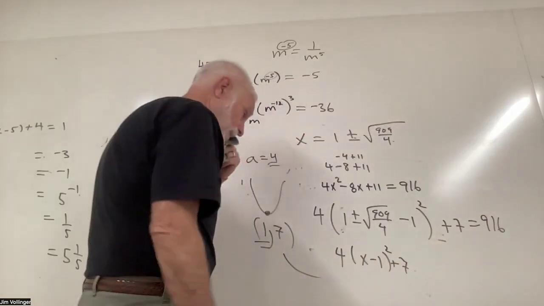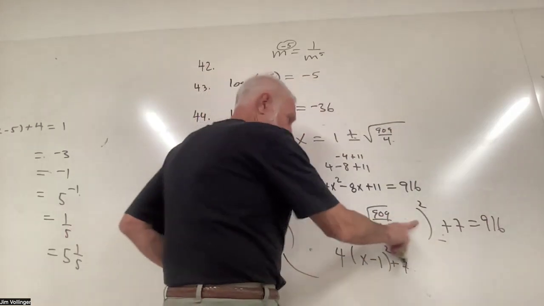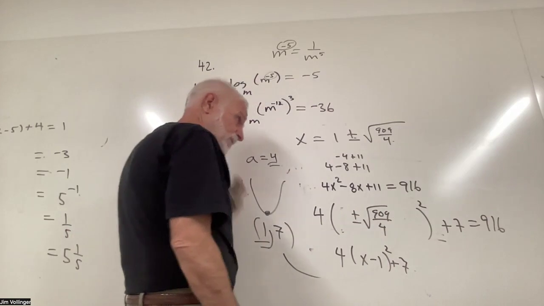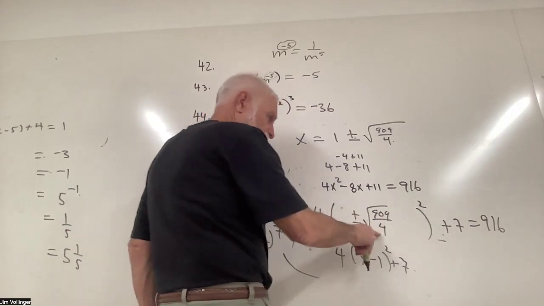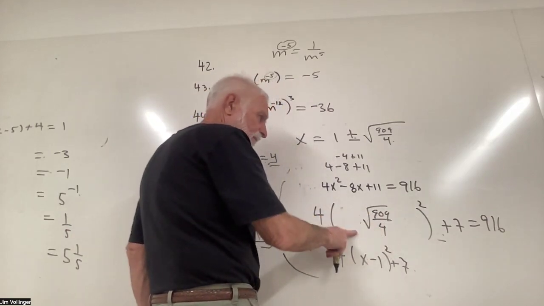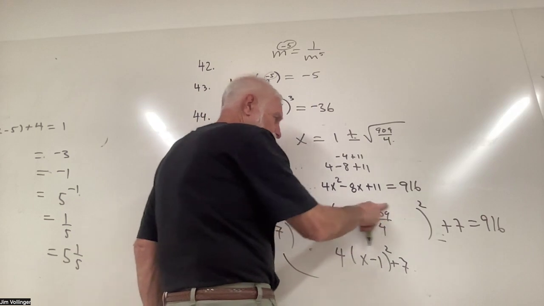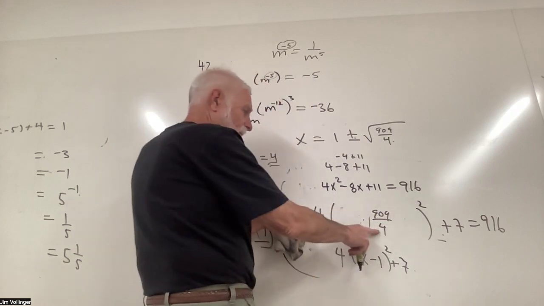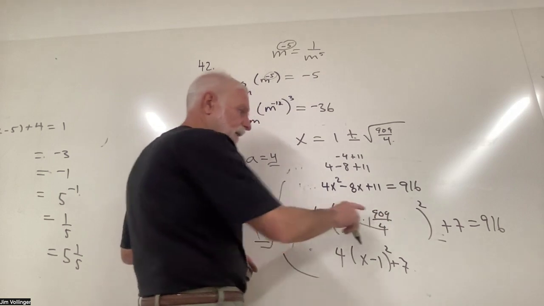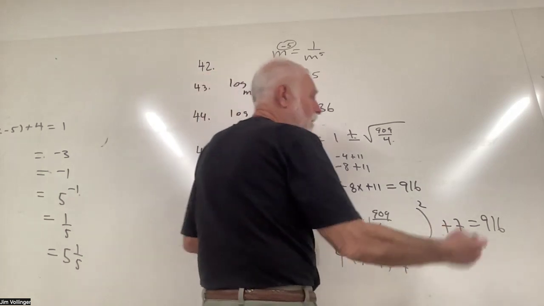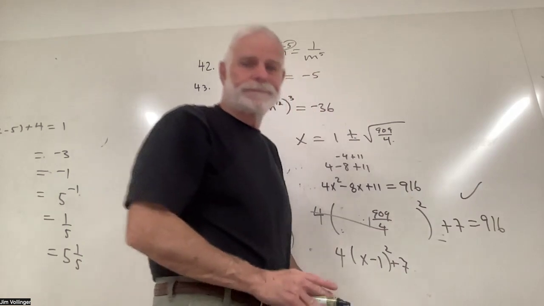All right, let's do the math. What happens to the 1s? They cancel. What happens when I square this quantity? Plus or minus is positive. The square root disappears. What happens when I multiply by 4? Cancels, and I get 909 plus 7. Oh, wow, nice coincidence.